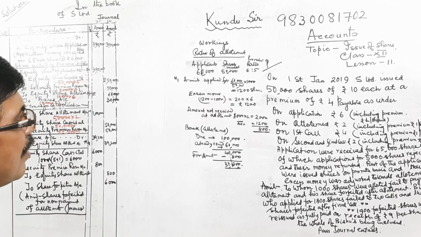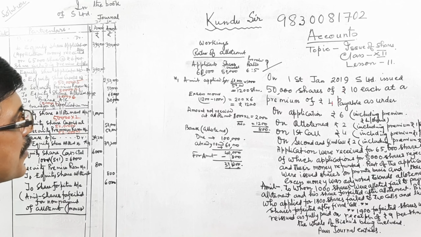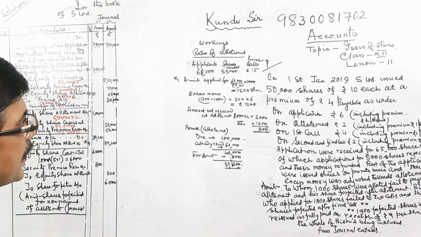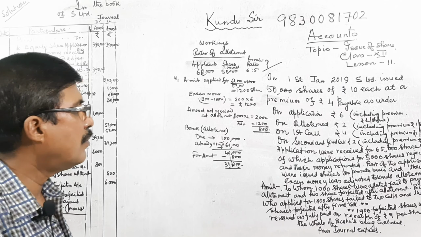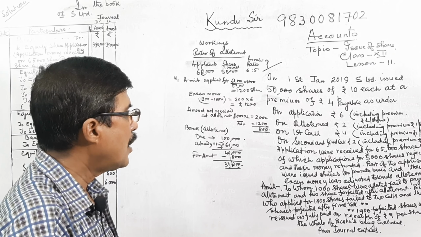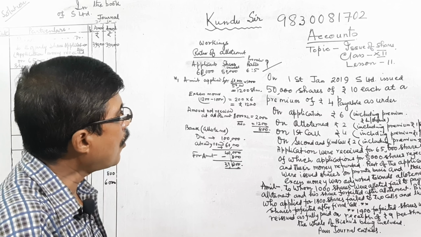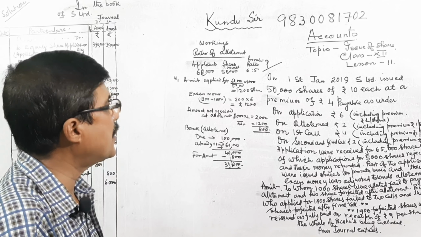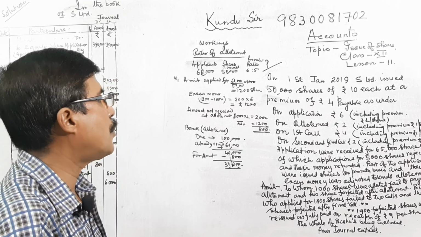In the last class, I assured that one typical problem I got from a student would be solved in the class. It is a problem on issue of shares. There is oversubscription, pro rata allotment, refund, forfeiture, reissue and transfer to capital reserve. All types of problems are involved in this question. So, one by one, slowly, we should solve the problem.